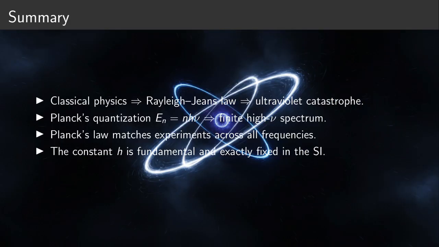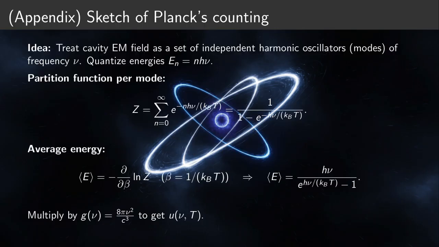Summary. Classical physics led to the Rayleigh-Jeans law and the ultraviolet catastrophe. Planck resolved this by introducing quantized energy. His formula matches experimental results across all frequencies, and the constant h became a cornerstone of quantum physics.